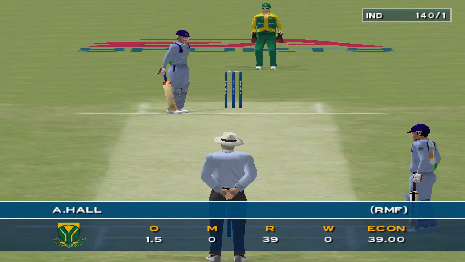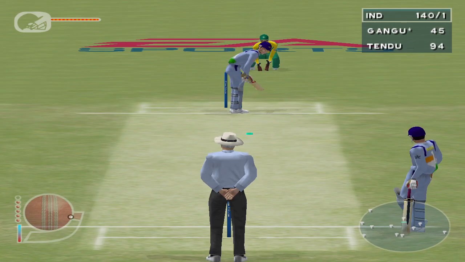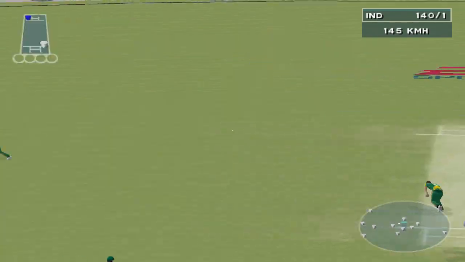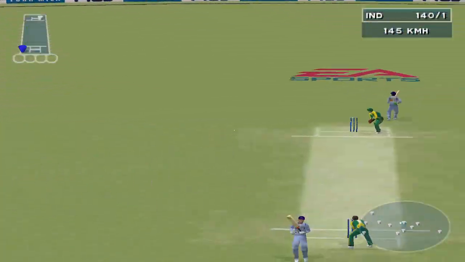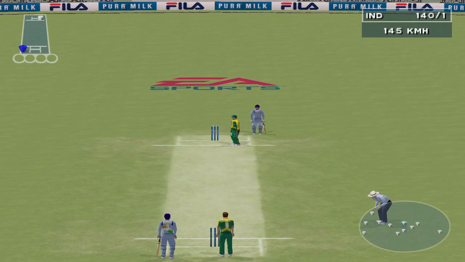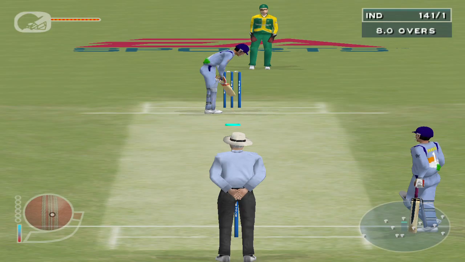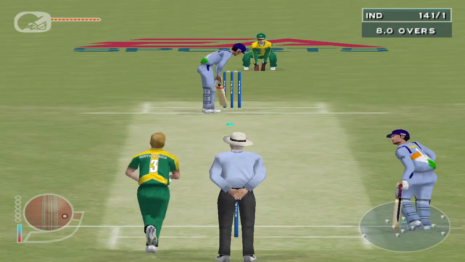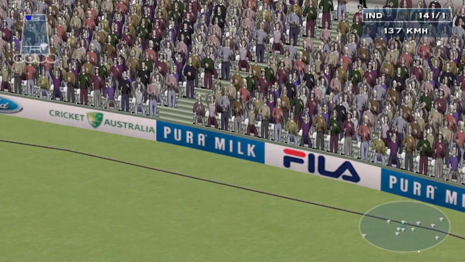Well, it was in the air, but there's no one there. No risk. Smith is after it. That's pierced the offside field. India move on to 141. 11 runs were picked up from that over by Ganguly. That's gone way into the stands. 6 runs. India have taken their total on to 147.